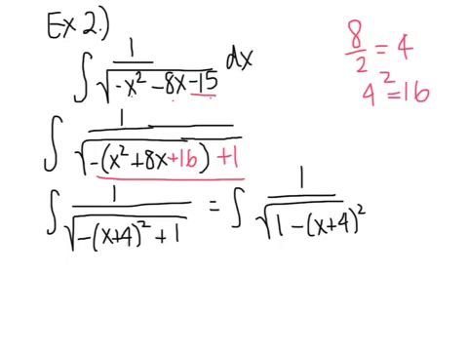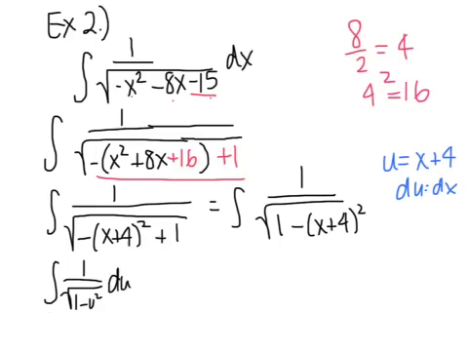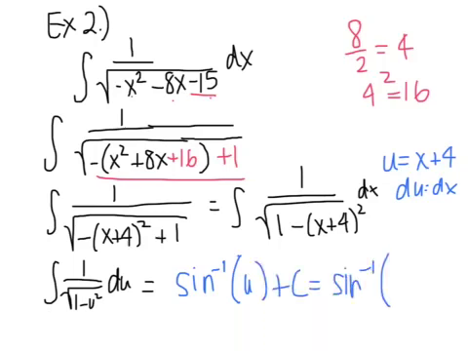And if you notice, that looks kind of like our inverse sine derivative, especially if we do a substitution of u equals x plus 4. So if we do that, we're going to end up with the integral of 1 over the square root of 1 minus u squared du, forgot my dx here. And we know that that antiderivative is going to be inverse sine of u plus c, which is going to be the inverse sine of x plus 4.